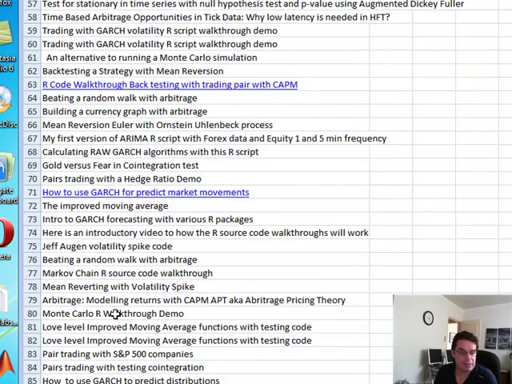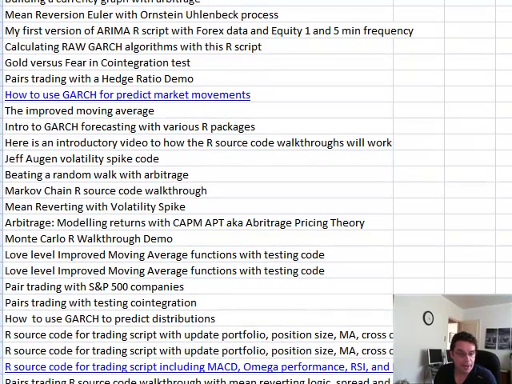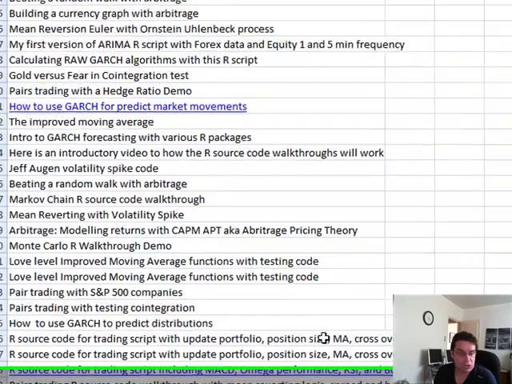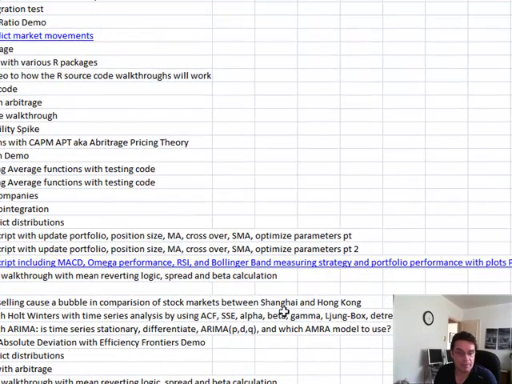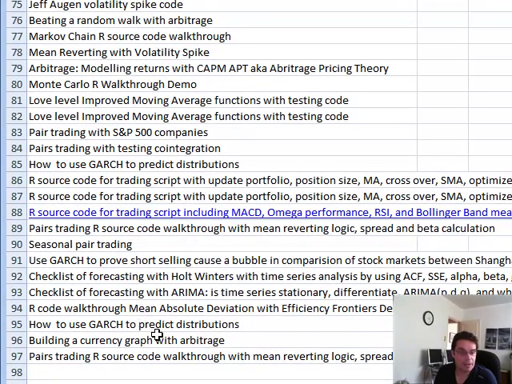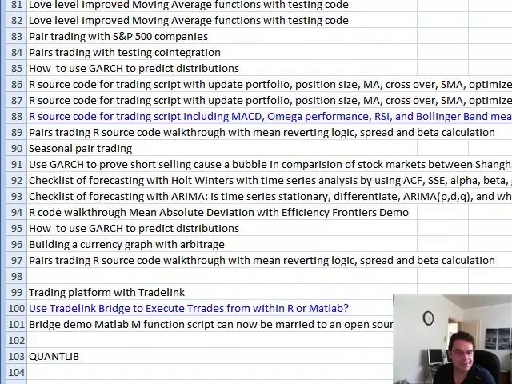Markov chain, again, mean reversion, portfolio, position size with moving average, SMA examples, all the classic alpha, beta, gamma, ARIMA, as I said, mean absolute deviation, using the efficiency frontiers. So you can see mean reverting logic, calculating the spread, and beta calculation.